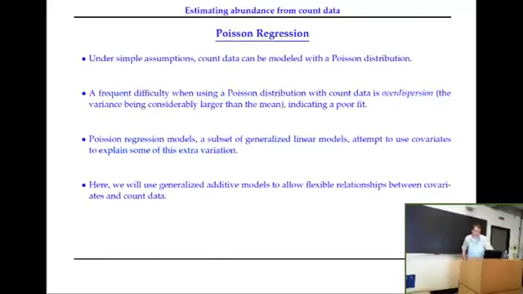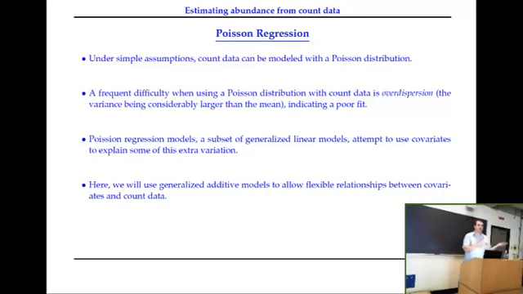So typically, when people want to model count data, the first thing they can think of doing is using a Poisson regression. Under very simple assumptions, count data can be modeled using a Poisson distribution. The Poisson distribution has the property that the mean is supposed to equal the variance, and very typically, when people actually go to fitting data, they find that the variance is quite a bit larger than the mean. This is called over-dispersion, which means that maybe a Poisson distribution isn't quite the right thing to be using.